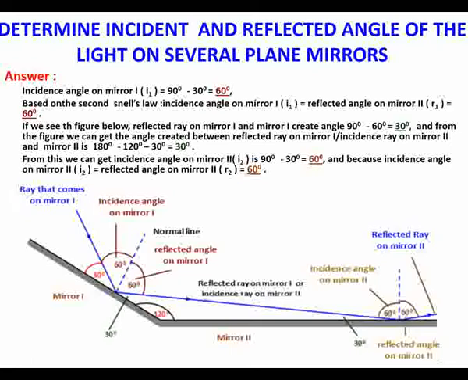The answer to the problem above, as we can see on the figure: the ray that comes to mirror 1 creates an angle of 30 degrees with mirror 1. And we know that the normal line is perpendicular to mirror 1. Because of that, we can get the incidence angle on mirror 1, as shown by the blue arrow. The incidence angle on mirror 1 equals 90 degrees minus 30 degrees. So the incidence angle on mirror 1 equals 60 degrees.